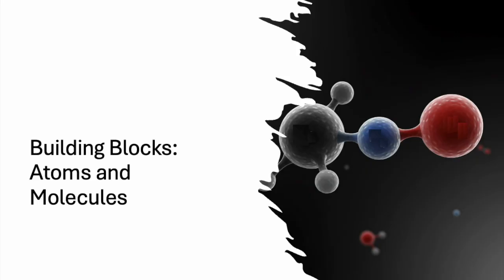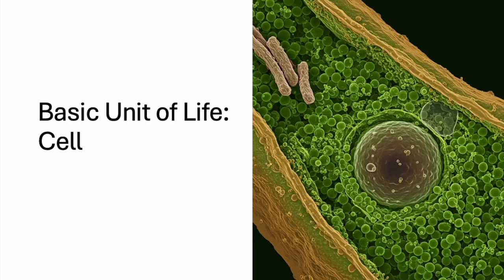Next, let's zoom in on a cell, the basic unit of life. Cells are like tiny factories carrying out all the essential functions for life. Some organisms are made up of only one cell, while other organisms consist of trillions of cells.